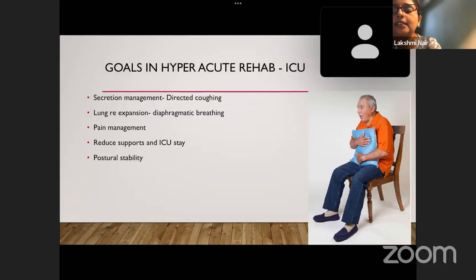So we'll discuss the goals during each of the rehab phases. Hyperacute rehab, while the patient is still in ICU. Our priority is secretion management. We should help the intensivist to wean off the supports. Even if it's a newly transplanted lung, there will be secretions. We need to clear the secretions for better lung expansion.